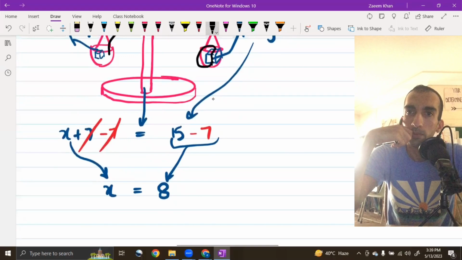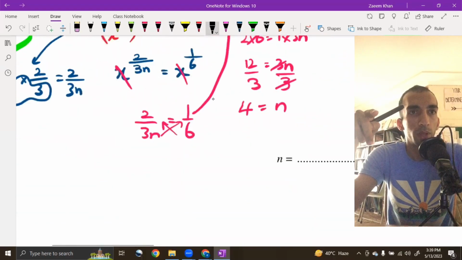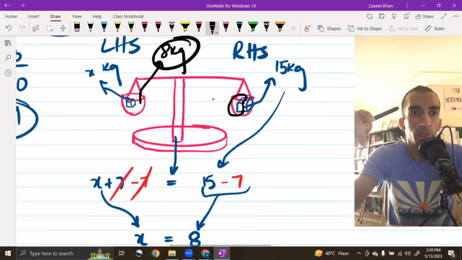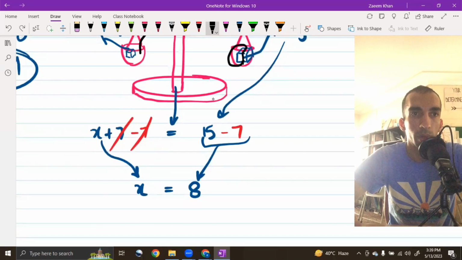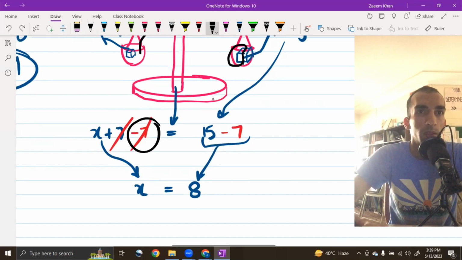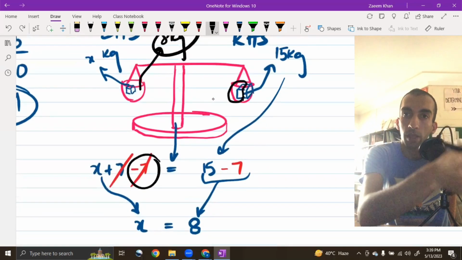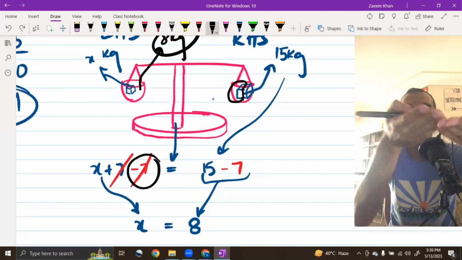Does it make sense? We've just done that through algebra, and what I've essentially told you is why you end up doing this. Whatever you do on one side of the equation, you also do on the other side of the equation for it to balance out. Because we removed 7 from one side, we also removed 7 from the other side, and then the weighing scale is going to balance.